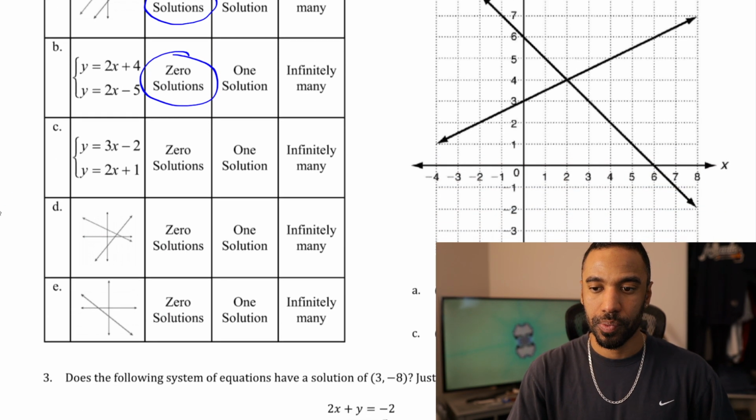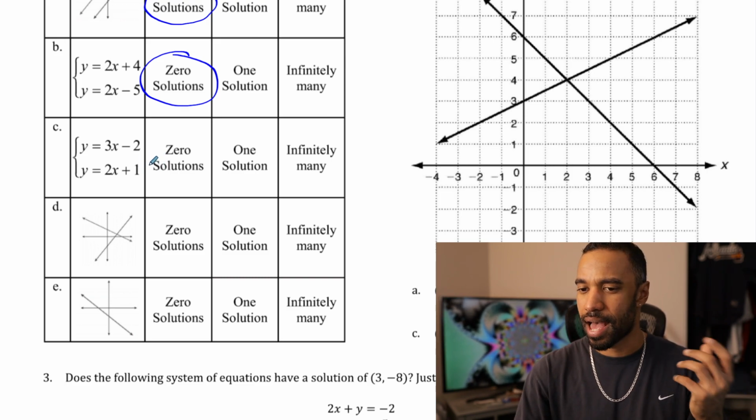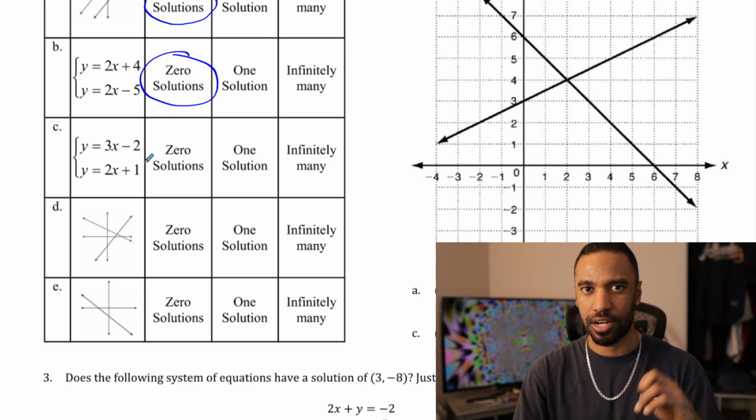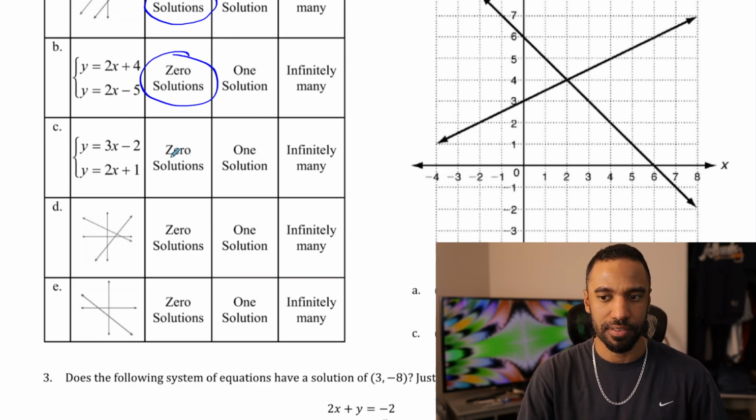Part C, y equals 3x minus 2 and y equals 2x plus 1. Again, they're not asking for us to actually solve it. They don't want to know what the actual x, y coordinate pair is. So I don't need to actually solve this to answer how many solutions there are.